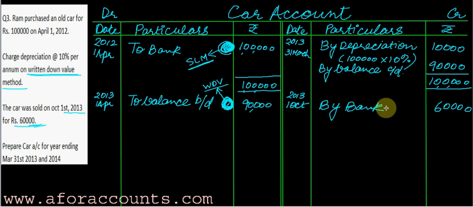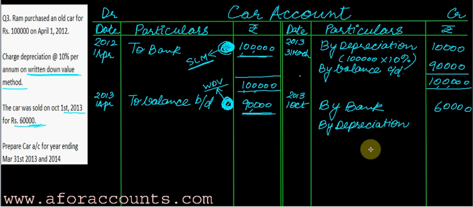Now depreciation for how long? April, May, June, July, August, September. 6 months depreciation needs to be charged. So by depreciation, since it is written down value method, charge depreciation on this 90,000 and not on the original value, which is 1 lakh. So the depreciation amount will be 90,000 into 10% into 6 months, that is 6 by 12. So my depreciation comes up to 4,500.